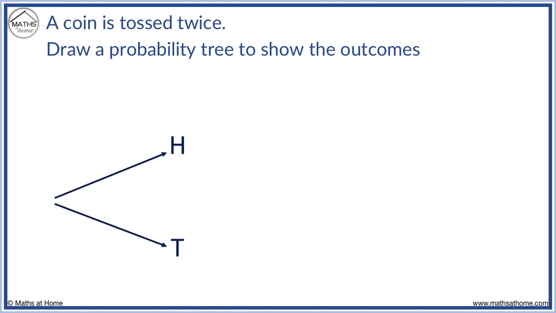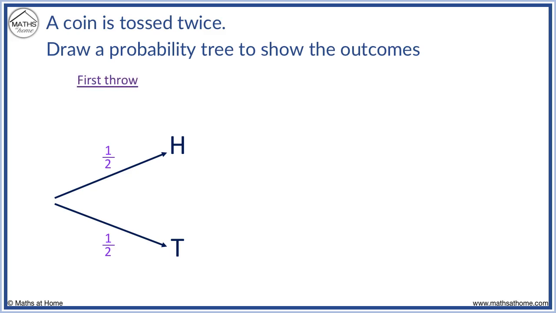We write the probabilities on each branch. We have a 1 out of 2 chance of getting heads and a 1 out of 2 chance of getting tails. This is for the first throw of the coin.